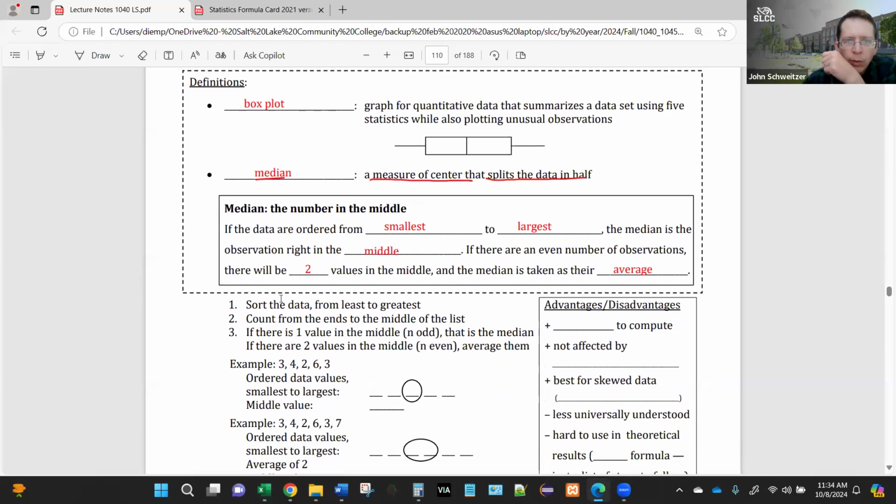So we got to the median, and the median basically means middle, right? So in the Latin, that would be the middle, and that's exactly what it means in stats. It's the measure that splits the data set in half. So it truly is the center of the data set.